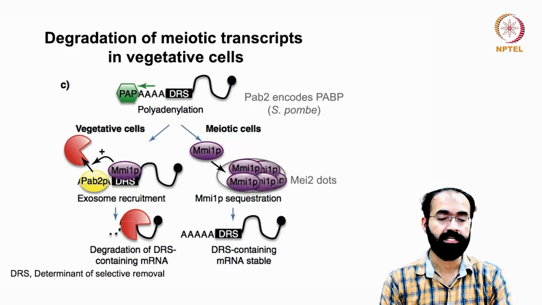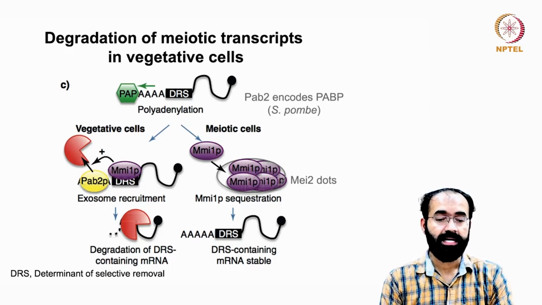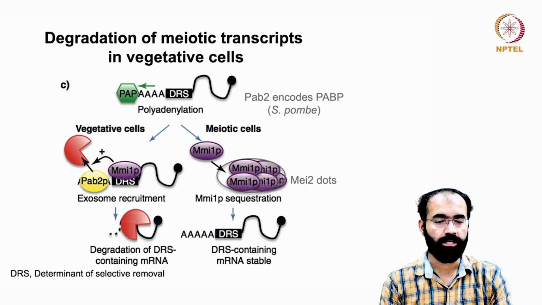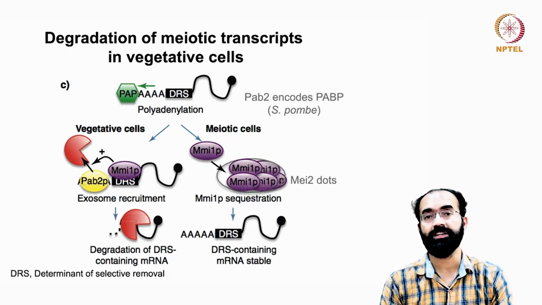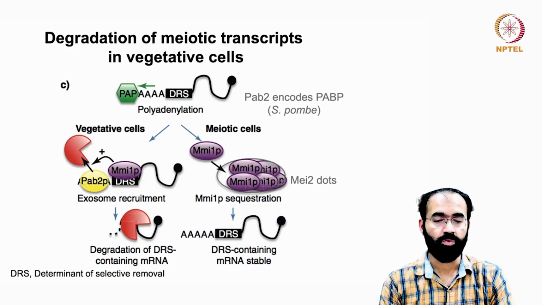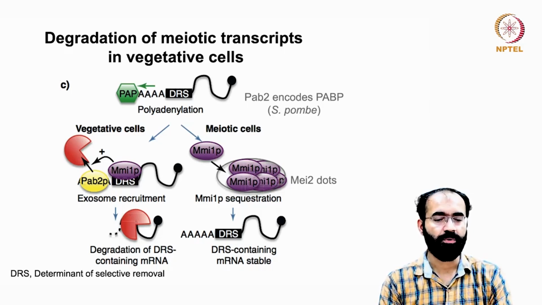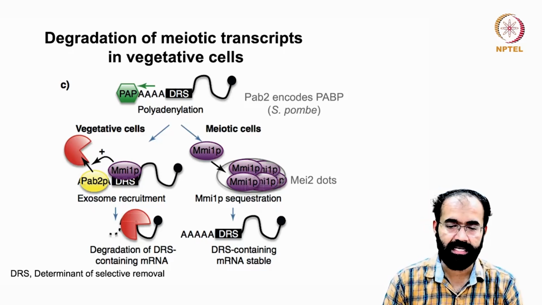a degraded RNA. So DRS is a sequence, the determinant of selective removal. DRS-containing RNA will be removed under the influence of MMI1P and PABP, because there is a poly-A tail here. This is the 5' end, this is the 3' end, and they will recruit the exosome and can cause the degradation.